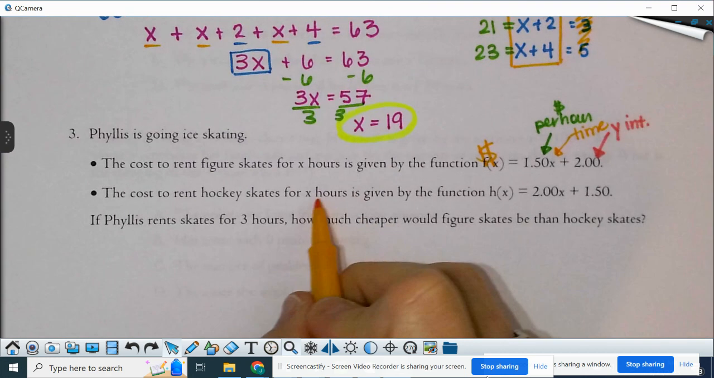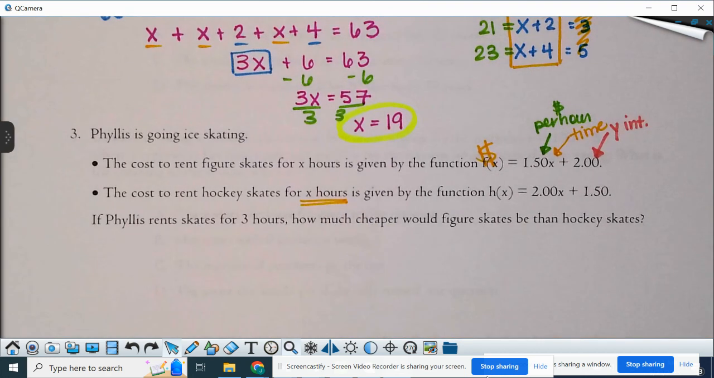So for x hours is given by the function h of x. The f of x versus h of x is just saying figure and hockey, so it's just noting 2 different equations. It's still the equivalent of y, so it's still your output, f of x and h of x. That spot is still your output. It is $2x plus $1.50. So what are you going to pay for hockey skates no matter what? You will not get out of it. If you want hockey skates, you have to pay how much?